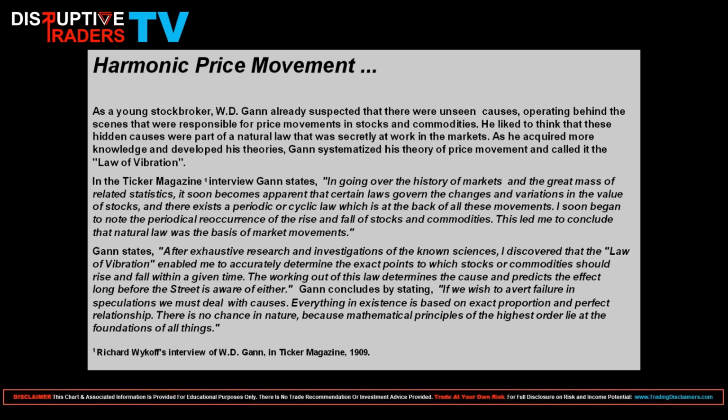Gahn states, after exhaustive research and investigations of the known sciences, I discovered that the law of vibration enabled me to accurately determine the exact points to which the stocks or commodities should rise and fall within a given time. The working out of this law determines the cause and predicts the effects long before the street is aware of it either. Gahn concluded by stating, if we wish to avert failure in speculations, we must deal with causes. Everything in existence is based on exact proportion and perfect relationship. There is no chance in nature because mathematical principles of the highest order lie at the foundations of all things.